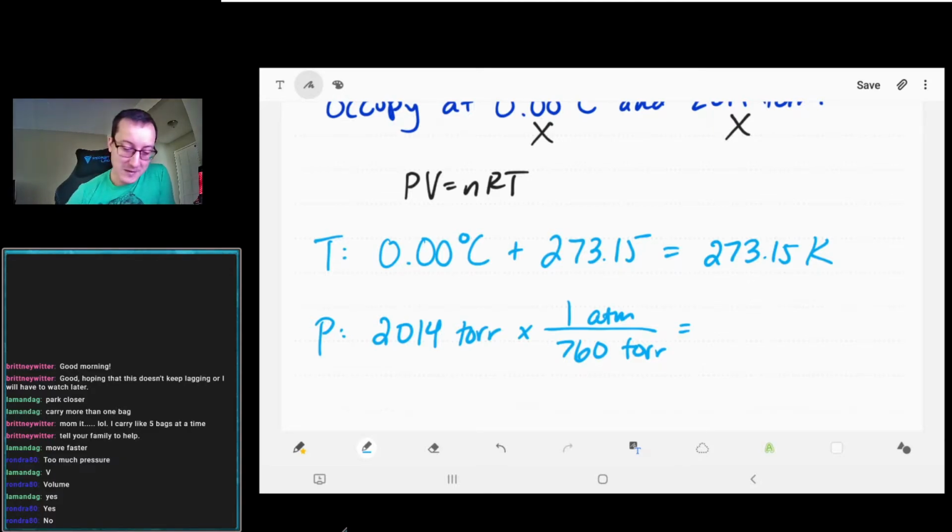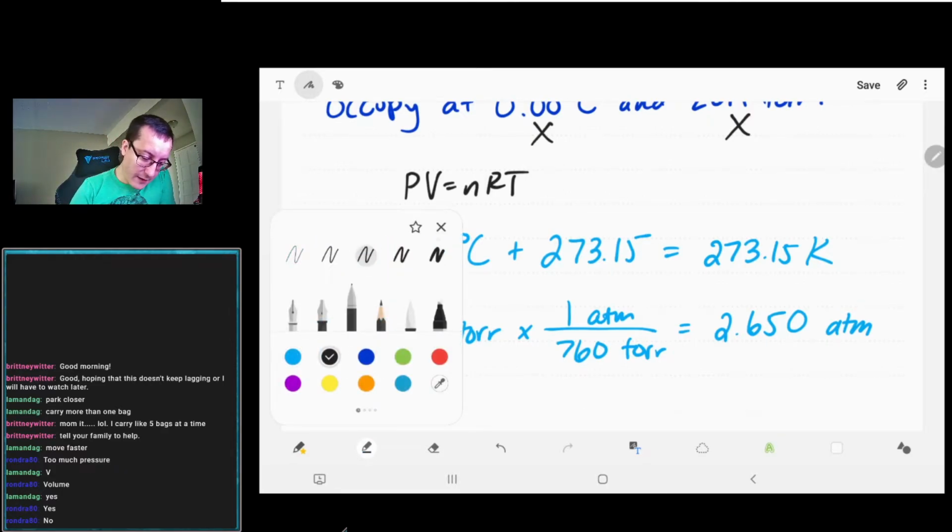So either way. This one I cannot do in my head. So 2014 divided by 760. That is 2.65 atmospheres. And I'm going to keep the 4 sig figs there. Remember that 760 is an exact number, so we are not going to worry about sig figs for our conversion factor. Okay, great. So we have enough information now.